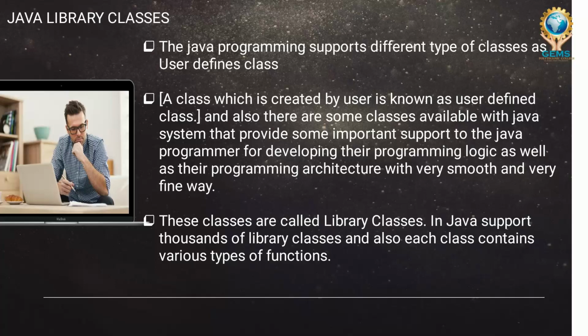Some classes are user-defined. That means if you want to design everything yourself, that is called user-defined. But some are not designed by you; they are freely available, pre-written by default inside Java programming. These are called Java class libraries, or library classes. They are already pre-written, already defined, and already there by default. Java supports thousands of library classes, and each class contains various types of functions.